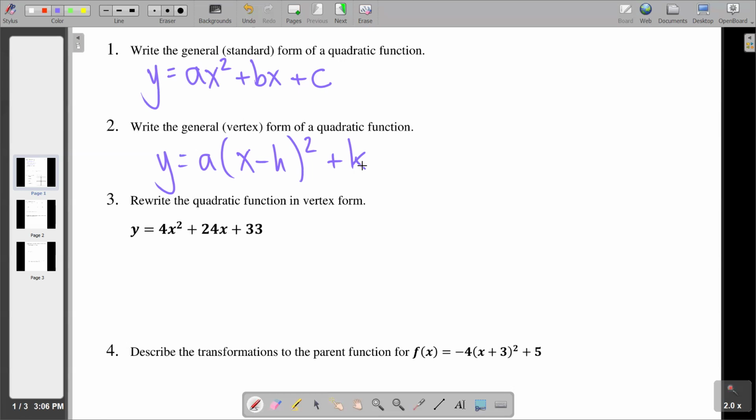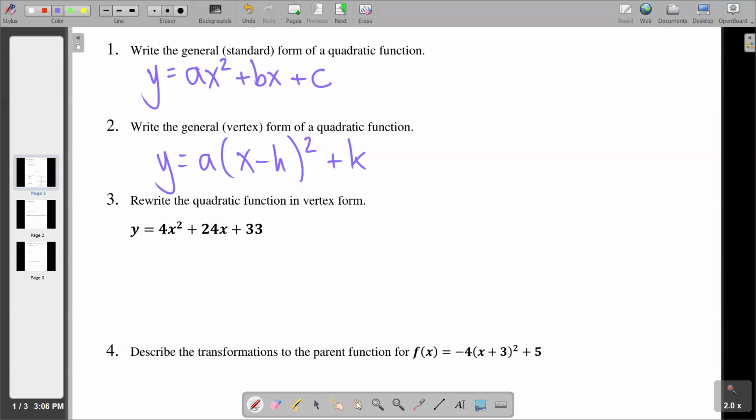I don't really feel like I need to go over number three with you. That should be pretty fresh in your memory from recent stuff where we pull out the 4, complete the square, blah, blah, blah. If you don't remember how to do that, I'll refresh your memory when the time comes, okay?